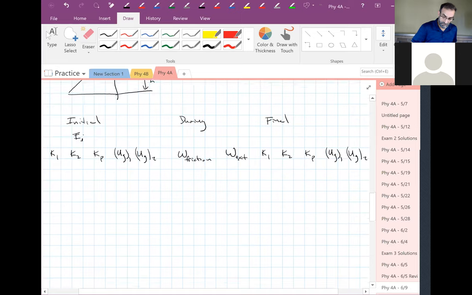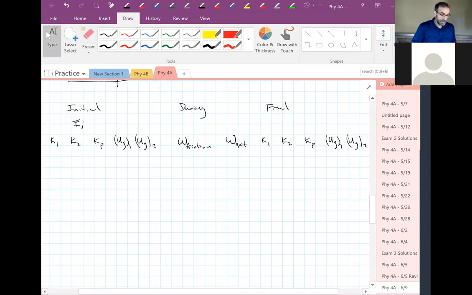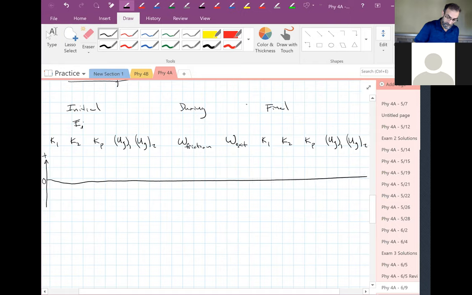There we are. Now let's make that bar chart. So we've got positive. Here's our equal sign. All right, is anything moving at the beginning? No. We start out at rest. That was given in the problem, that everything starts out at rest, v initial is zero.